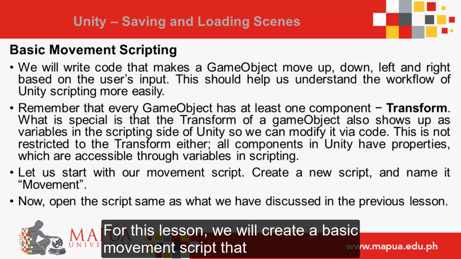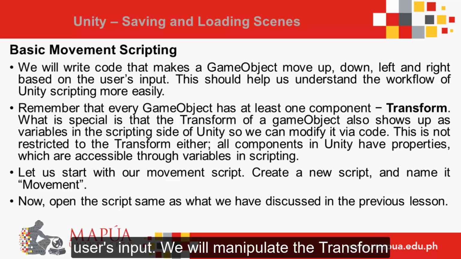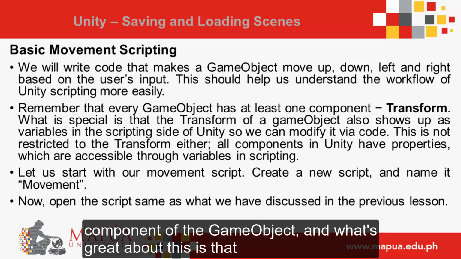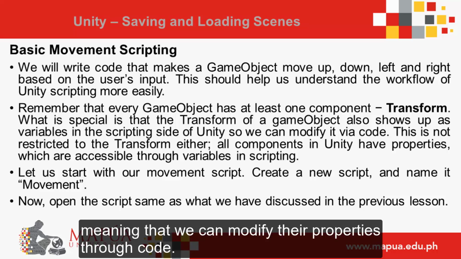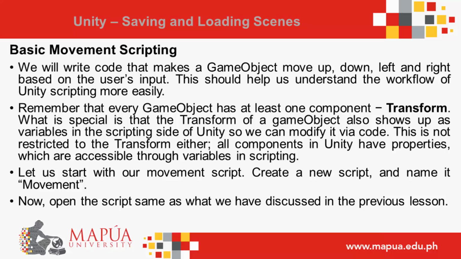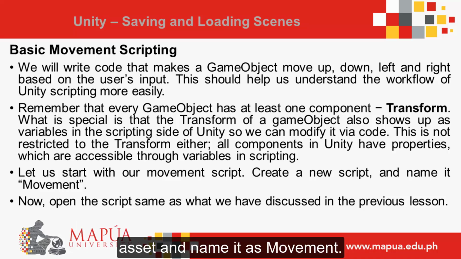For this lesson, we will create a basic movement script that allows a game object to move in the 4 directions according to the user's input. We will manipulate the transform component of the game object, and what's great about this is that all components can show up as variables in scripting, meaning that we can modify their properties through code. To create the movement script, we must first create a new script asset and name it Movement.